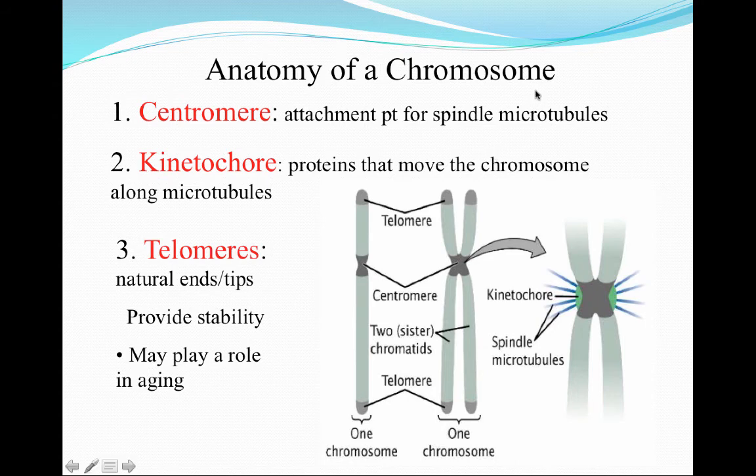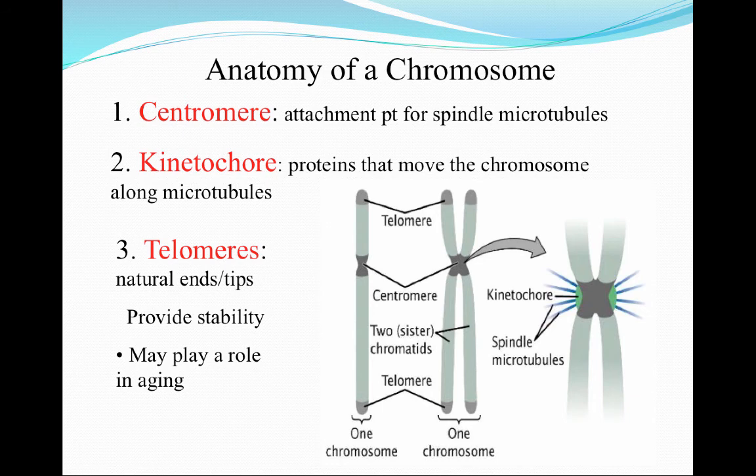The second major anatomical structure with chromosomes is a kinetochore, and kinetochores are proteins that move the chromosome along the microtubules, and they're associated with the centromere. So the green area here is a kinetochore. It's associated with the dark gray area, which is the centromere, and it is a protein that helps the chromosome move along those spindle fibers.